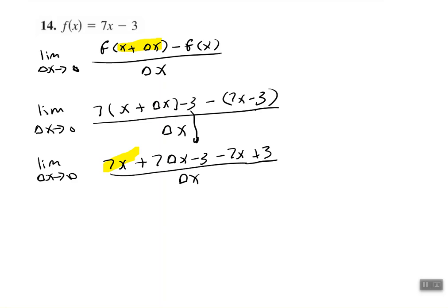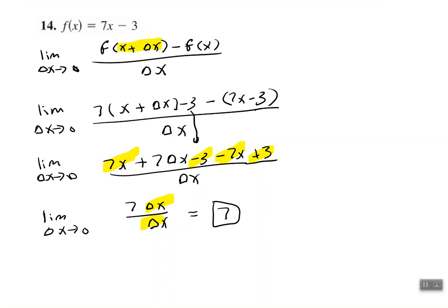All right, so the 7x and minus 7x will cancel out. The negative 3 and the positive 3 will also cancel out. So that leaves me with seven times delta x all over delta x. And you also see that the delta x's cancel each other out, and the limit of 7 as delta x approaches 0 is just 7. Again, you can look at this, you see it's a line, f of x equals 7x minus 3.